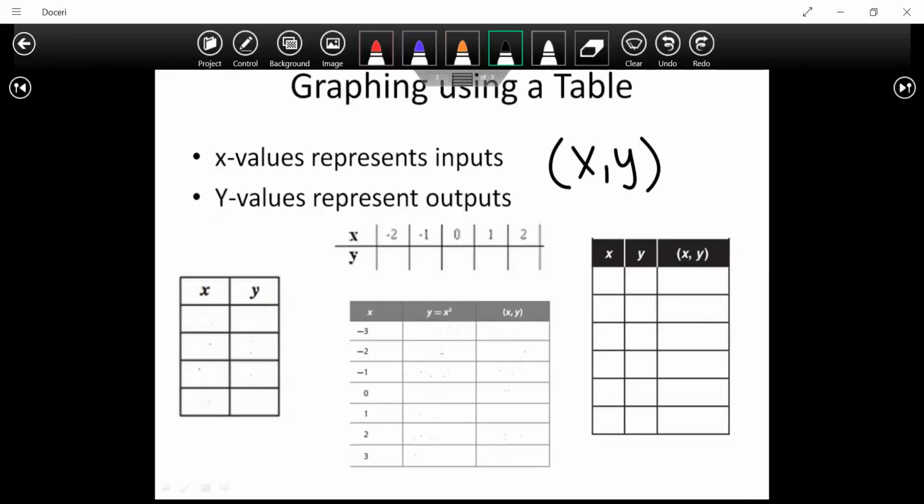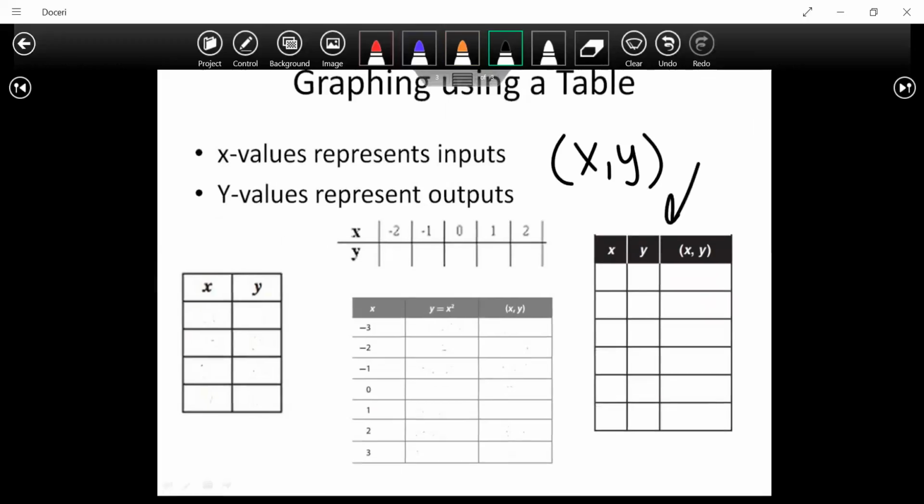You can also just get the X and Y table. It can give you a set of points, or it can give you a set of points and the coordinate point from it, combined. We call that an input-output coordinate chart. But it's just a table. We're just using a table.